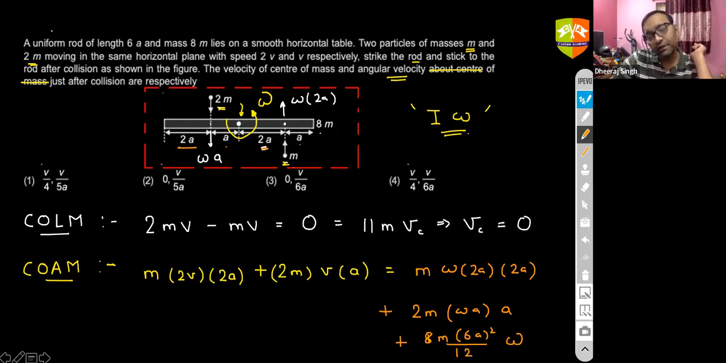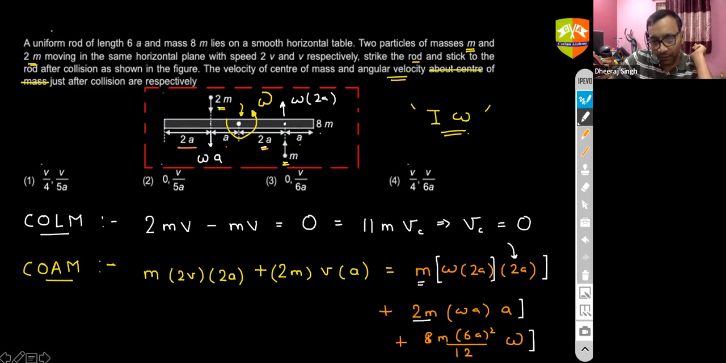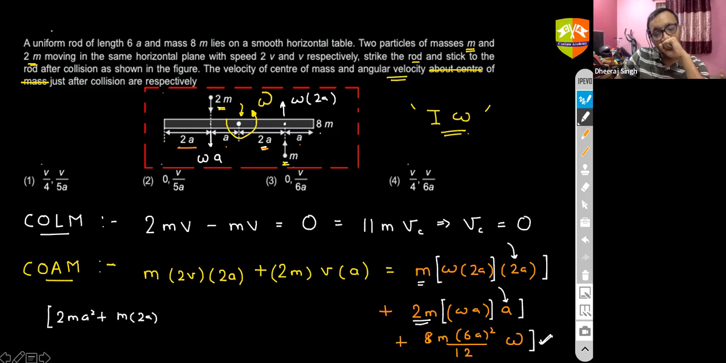Is this equation clear to all of you? How I wrote the angular momentum of three things separately? Mass into its velocity after the collision into perpendicular distance. Mass into its velocity after the collision into perpendicular distance. And then for the rod separately. You could have written, because the center of mass remains unchanged, 2m into a square plus m into 2a square plus 8m 6a square by 12 times omega. That is exactly what it comes to if you take omega common in these three expressions. Clear to all of you? Type in.